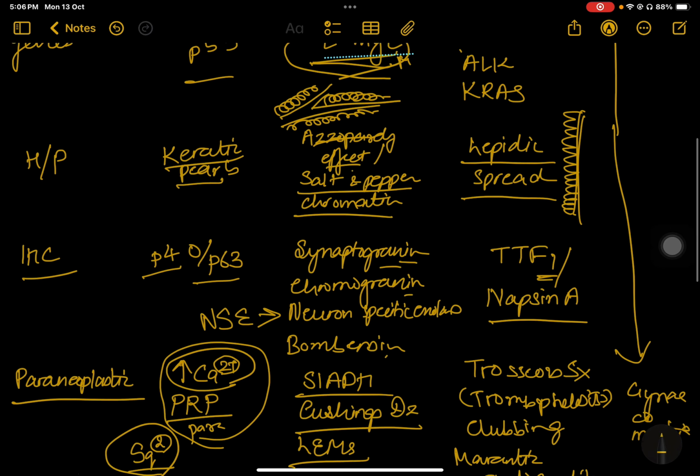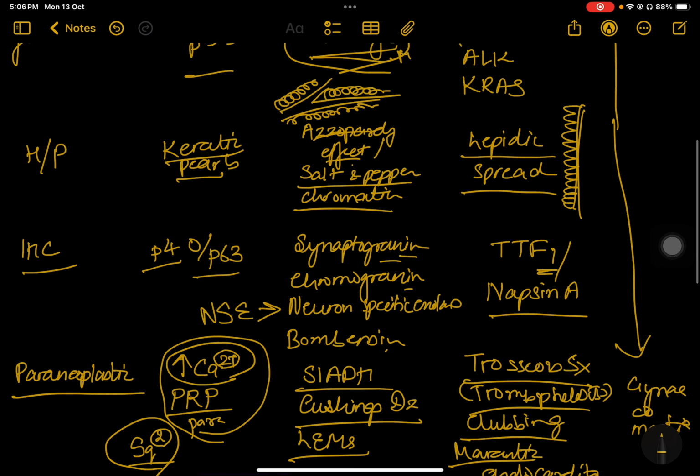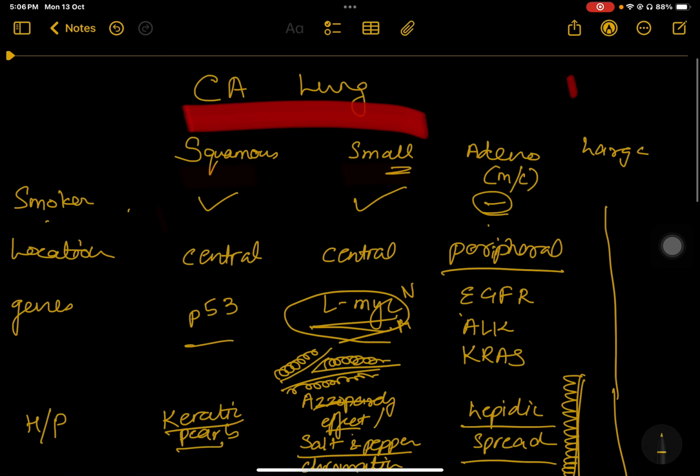Coming to your adenocarcinoma, you can remember A for adenocarcinoma and A for everywhere. That is, the thrombophlebitis will be everywhere and will be migrating. That is known as Trousseau's syndrome. That is migrating thrombophlebitis. You will see hypertrophy of the digits, which is your clubbing. So clubbing is seen in which lung cancer, adenocarcinoma, which is also the most common. And there is marantic endocarditis, which is associated with adenocarcinoma.